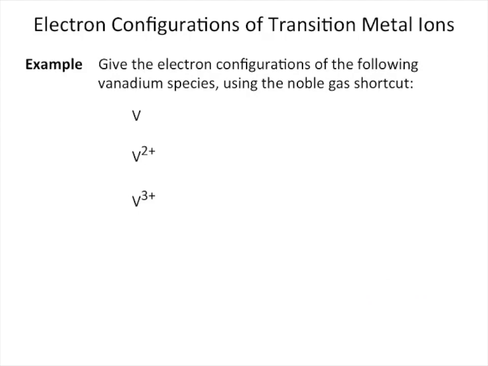So also pause the video, practice these problems, and then I'll put the answers up in a second. Alright, so vanadium, in its neutral state, is 4s2 3d3 after the argon, noble gas. Now, when you go to make an ion out of vanadium, the 2+ ion is going to lose these 2 electrons right here. And so you'll have just argon 3d3. Now, when you go to vanadium 3+, then you lose one of the electrons out of the 3d, and it becomes 3d2.